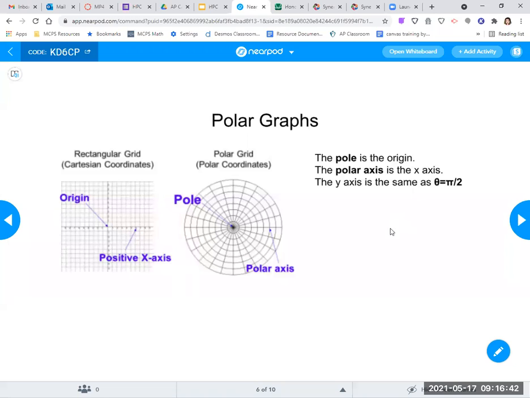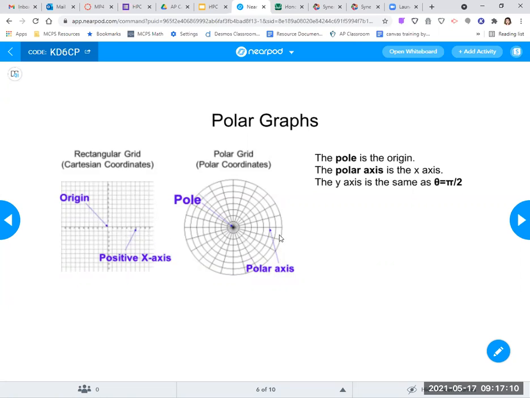Okay, so just a reminder of some of the vocabulary that we use with polar graphs. On our rectangular grid, we call (0, 0) the origin. In a polar grid, we call that the pole. That's kind of how polar grids come to be. So the center or the origin that we think about in the Cartesian plane, the equivalent in polar world is the pole. The positive x-axis is equivalent to what we call the polar axis.